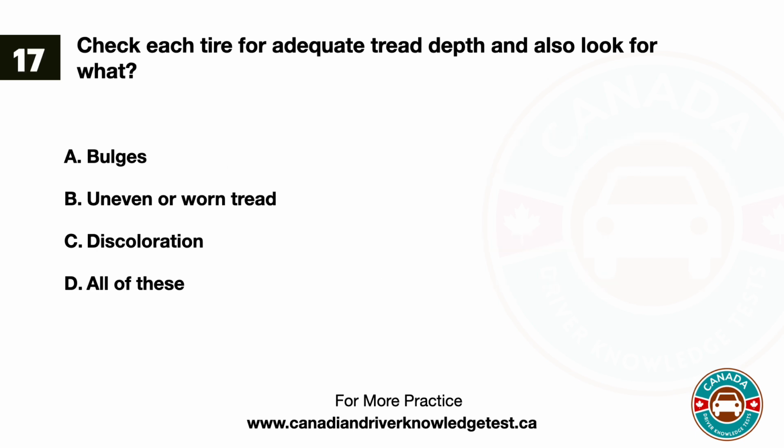Question 17. Check each tire for adequate tread depth and also look for what? A. Bulges. B. Uneven or worn tread. C. Discoloration. D. All of these. The answer is B. Uneven or worn tread.